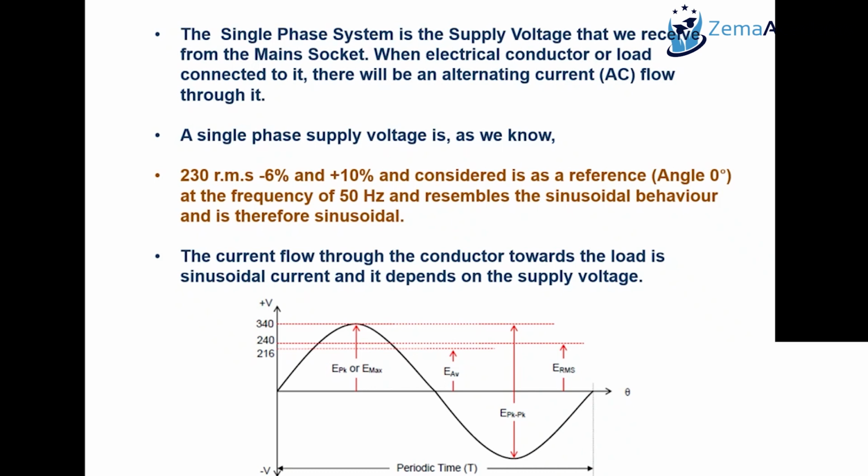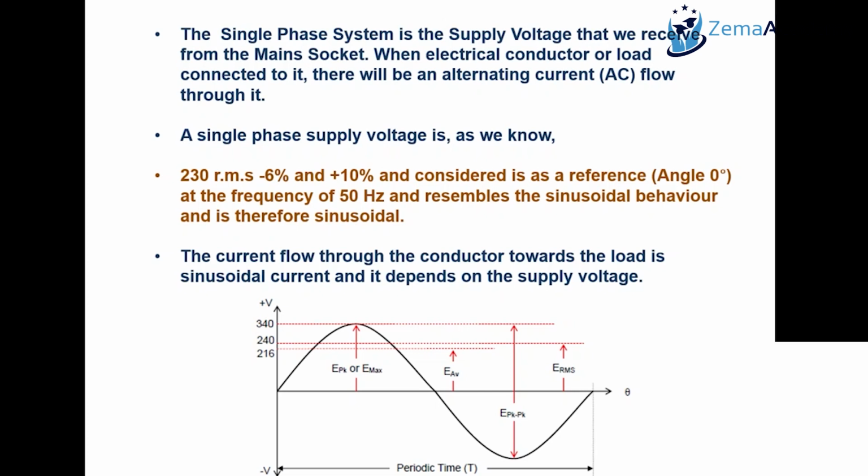A single-phase supply voltage, as we know, is 230 volts, minus 6% plus 10% tolerance, at the supply frequency of 50 hertz, and we consider it as a reference angle or reference point, that is 0 degrees. That means 230∠0° volts, and it resembles the mathematical sinusoidal behavior, and that's why we call it sinusoidal. And of course, when the current flows through the conductor, we will be able to see that it has a sinusoidal response. We are already aware of the RMS, average, peak-to-peak, peak voltages, and instantaneous voltages.